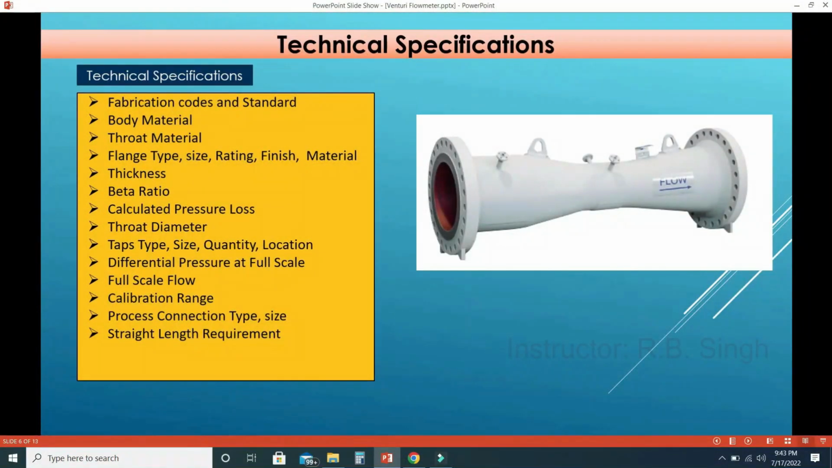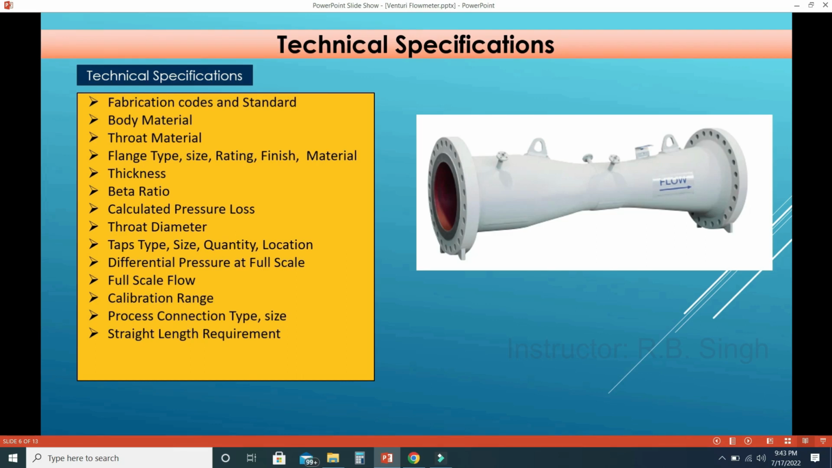Technical specifications: whenever we design or make the technical data sheets in any project, we must follow these technical specifications. We have to include this information in our technical data sheets so that we can purchase a perfect Venturi meter as per our project requirement. So what information must we include in our technical data sheets?